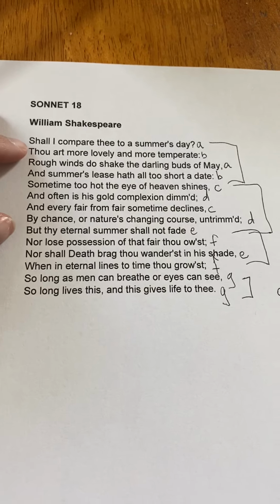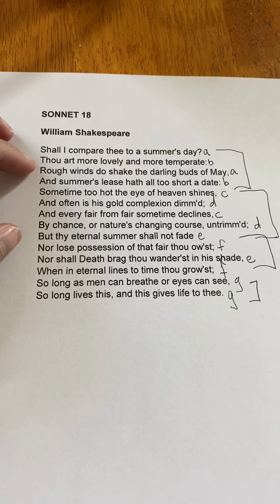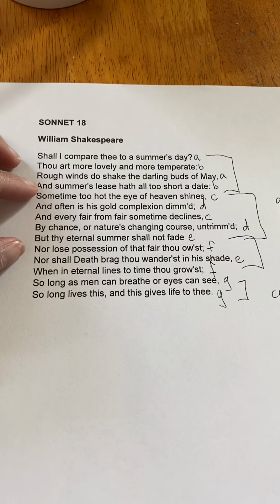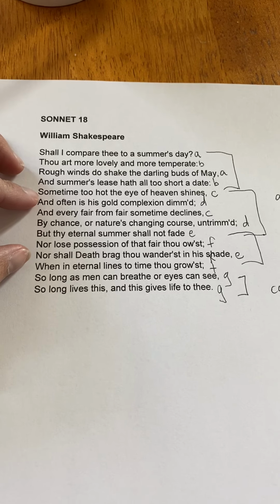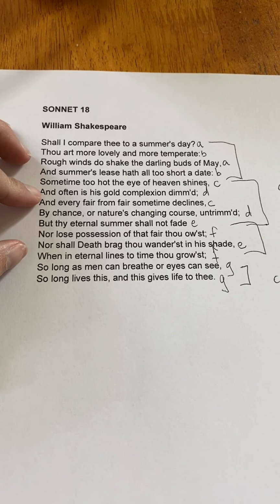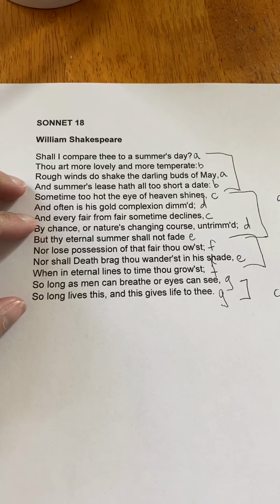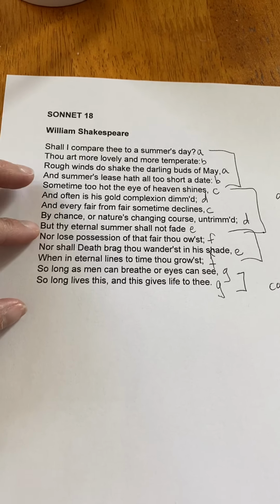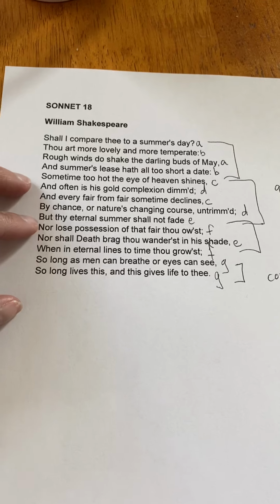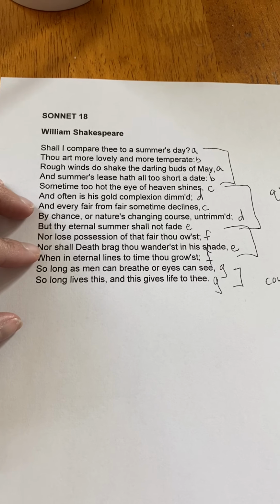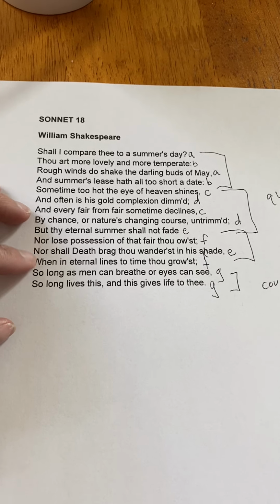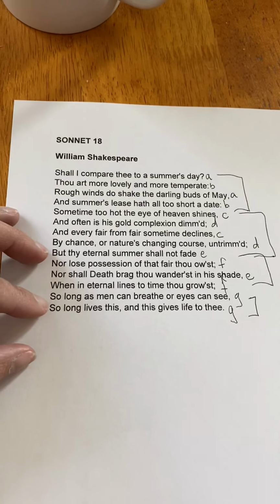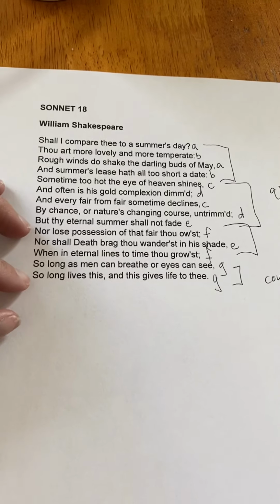It says, shall I compare thee to a summer's day? Thou art more lovely and more temperate. Rough winds do shake the darling buds of May, and summer's lease hath all too short a date. Sometime too hot the eye of heaven shines, and often is his gold complexion dimmed, and every fair from fair sometime declines, by chance or nature's changing course untrimmed. But thy eternal summer shall not fade, nor lose possession of that fair thou owest, nor shall death brag thou wonderest in his shade, when in eternal lines to time thou growest. So long as men can breathe, their eyes can see, so long lives this, and this gives life to thee.